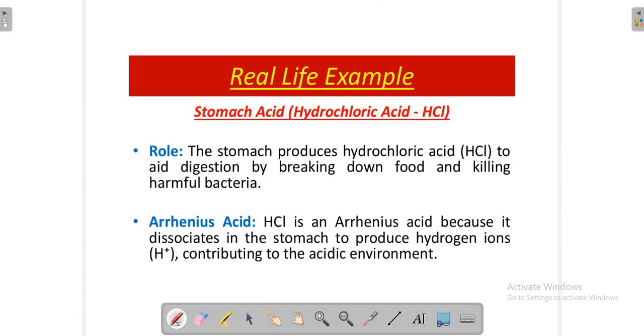Here you can see hydrochloric acid is an Arrhenius acid, and this acid is produced by the stomach, and it helps in the digestion process by breaking down the food and killing the harmful bacteria. So HCl is an Arrhenius acid. Why? Because it dissociates in the stomach to provide the hydrogen ions, and thereby it contributes to the acidic environment. So here you can see the application of this acid in terms of the physiology of the body.